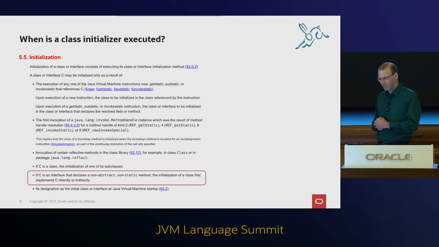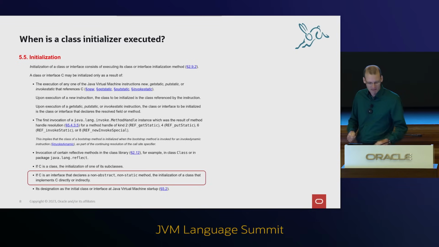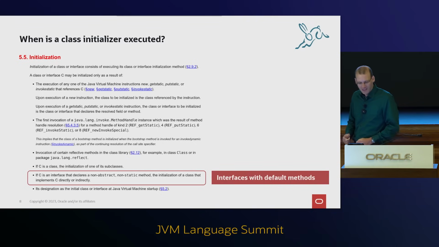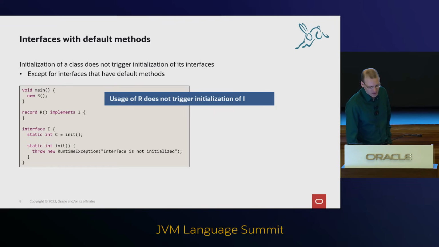And there's this point here that's not the clearest language, but it basically says that if you have an interface with default methods, then you need to initialize that interface before you can use any class that implements this interface. That's also very interesting, because in my case I have an application with a record, and the record implements an interface. The interface does not have a default method, which means I can perfectly use this record without needing to initialize the interface I. So I can throw an exception in the initializer, and all is good.